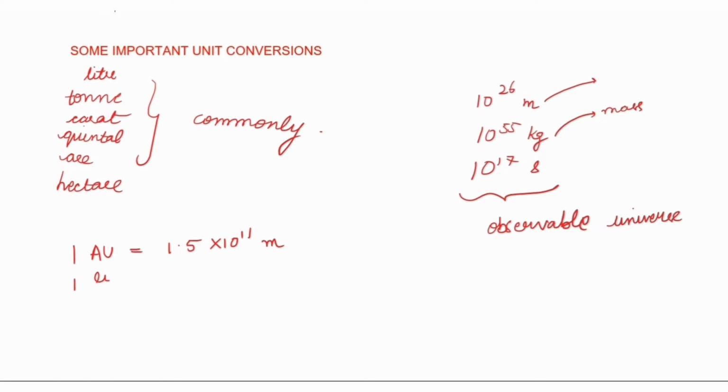The next important unit is 1 light year, which is 9.5 into 10 power 15 meters. So I am rounding it off to just one decimal place so that it will be easier for you to remember, and based on the options you can choose.